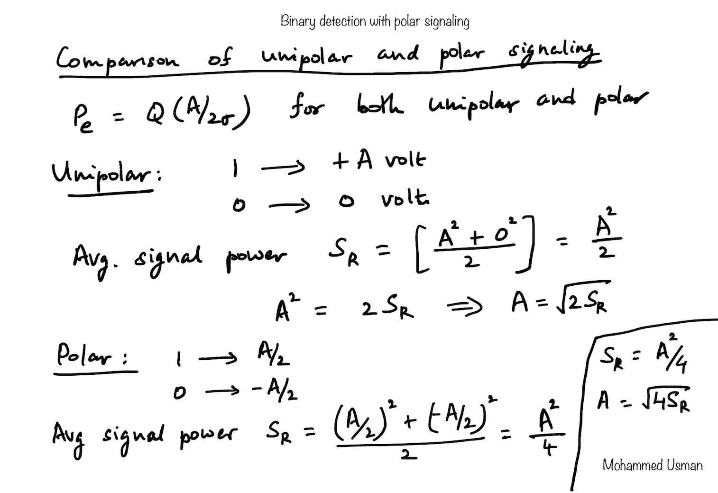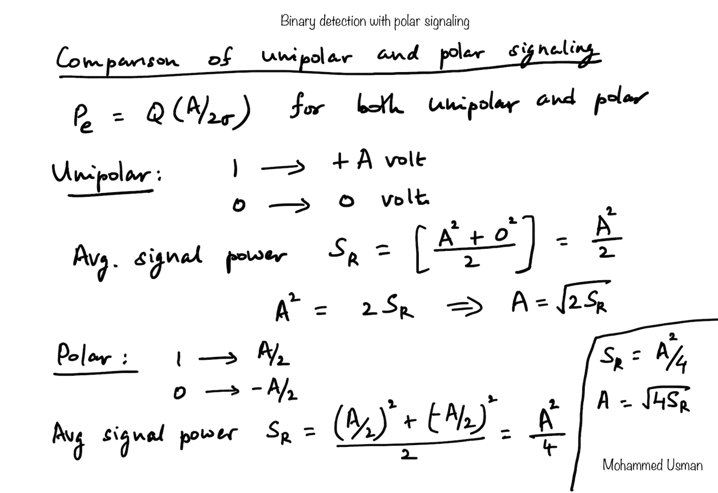So that is where it becomes different, okay? But from the expression itself, it looks very similar, identical for both unipolar and polar. But what is different is the interpretation of this A, or what this A represents in unipolar, is different from what this A represents in the polar case. In the unipolar, it is representing the square root of 2 times the transmitted signal power. In the polar case, it is representing the square root of 4 times the signal power.